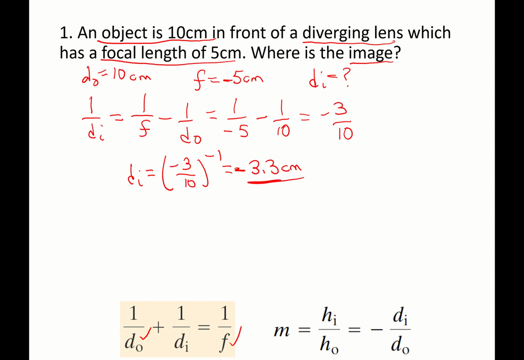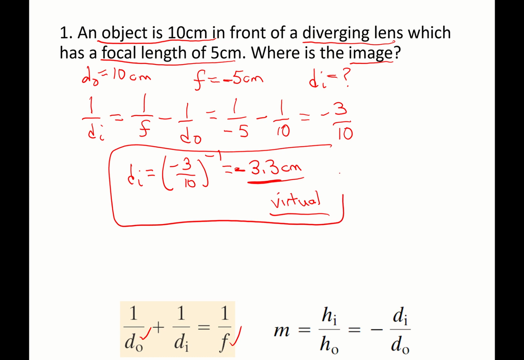centimeters. Okay, so what does it mean that it's negative? Negative means that it's virtual. And we know for a diverging lens that we should always get a virtual, upright, smaller image. And we can see from the numbers here that that's what we get.